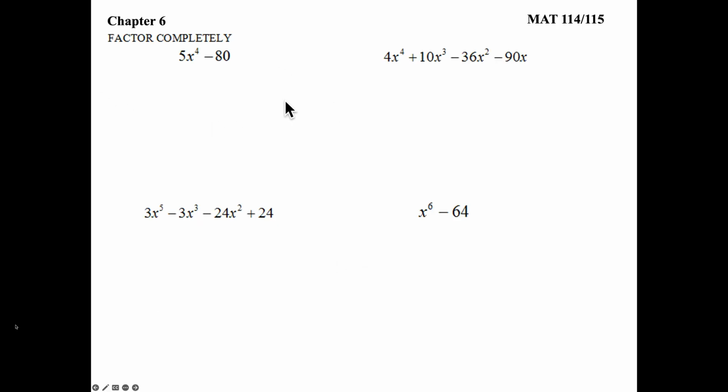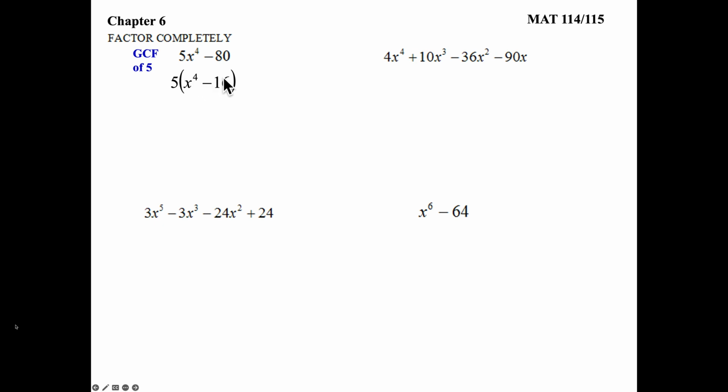All right, time for examples. Factor completely. There's that word. Start with your GCF. I see a 5 that can be divided out of both terms. Move that out to the front. Divide it out, x to the 14th. 80 divided by 5 is 16.